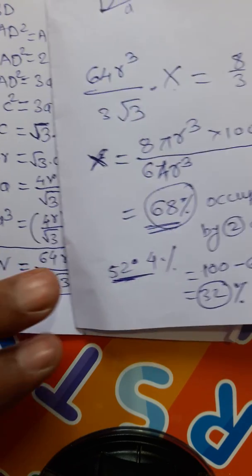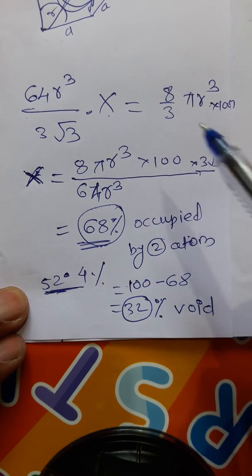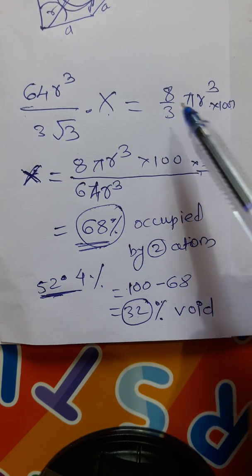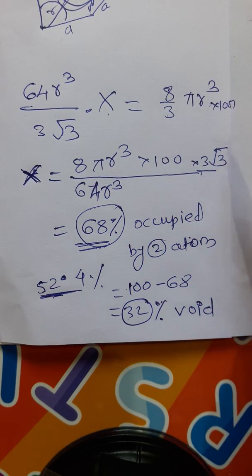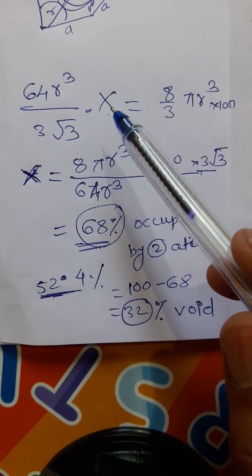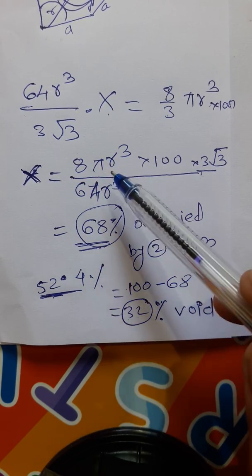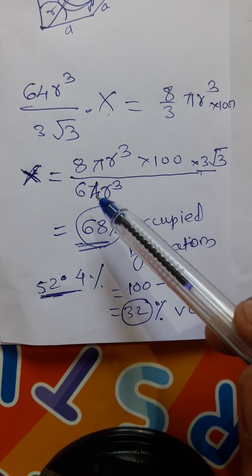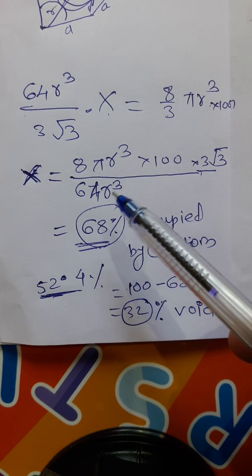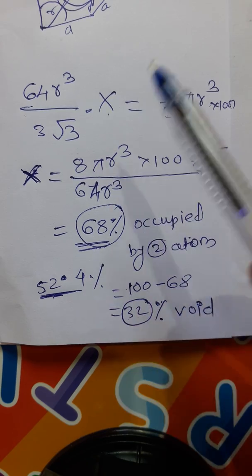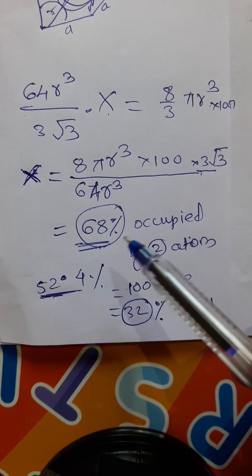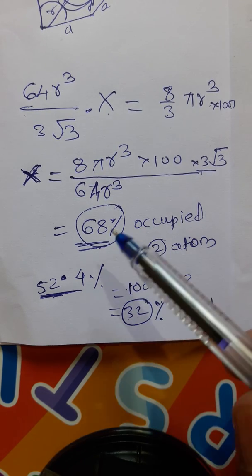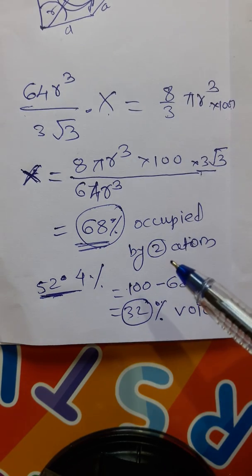To calculate this I will do cross multiplication, and after cross multiplication we get this equation: 64 r³ upon 3 into √3 into x is equal to 8/3 πr³ multiplied by 100. So to calculate the value of x, the equation becomes x is equal to 8 pi r³ into 100 into 3 into √3 upon 64 r³, and after calculating this equation we get the value equal to 68%. This much percent volume is occupied by two atoms, that is 68% of that unit cell volume.